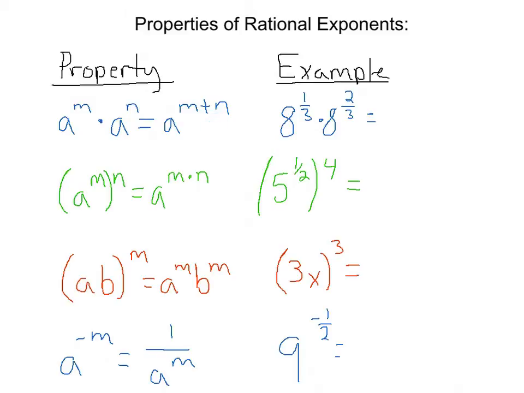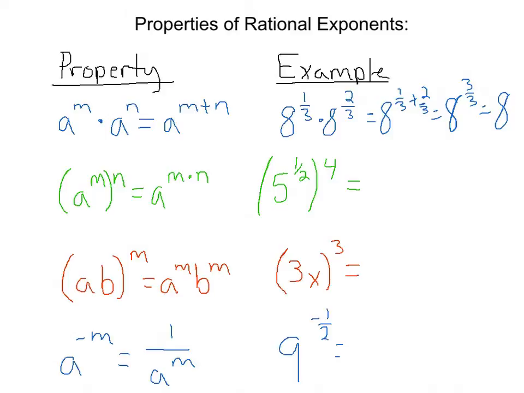So the way we'd use that, if we had a real number, a to the power of 1/3 times 8 to the power of 2/3, we can add the exponents. So 1/3 plus 2/3 is 3/3. And we know 3/3 reduces to 1, so that's just 8 to the power of 1, or just 8.